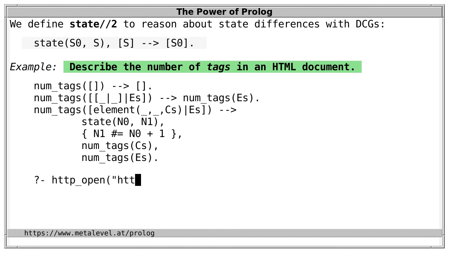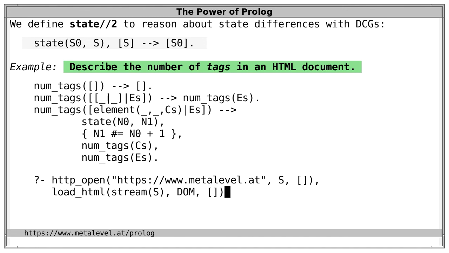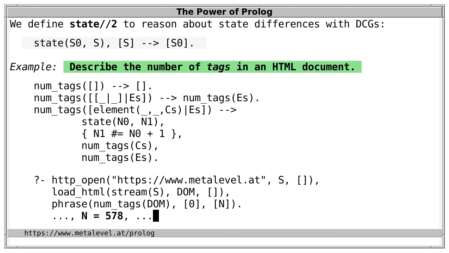And now, if we again make a network connection to a website obtaining a stream S that we can read from, and use again load HTML to obtain a document object model from the stream, then we can ask for the number of tags in the DOM. And we use phrase with 3 arguments, so we specify 2 additional arguments. First, the list that consists only of the initial state, namely 0. So we start with 0 tags. And the remaining sequence is the list that consists only of the final state, namely n, the number of tags. And as answer, we get a substitution for n.